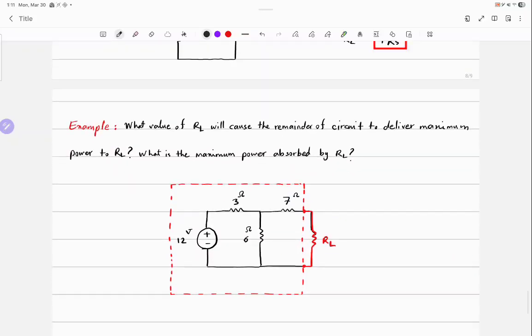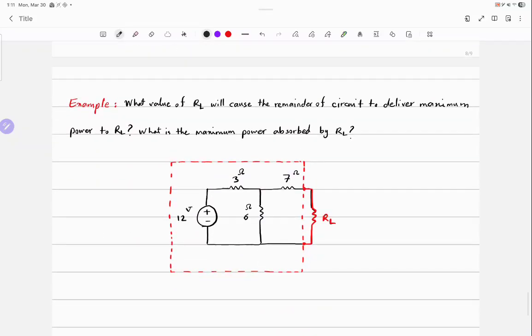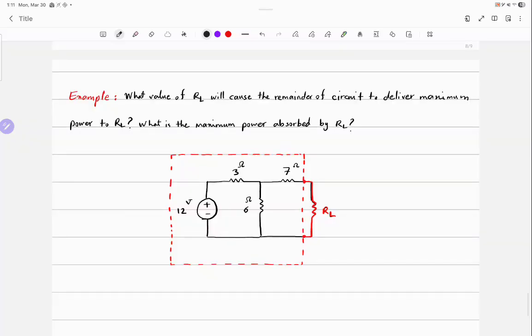Let's do an example and see how usually these problems are given to you. What value of RL will cause the remainder of the circuit, very important, remainder of the circuit, to deliver maximum power to RL? What is the maximum power absorbed by RL? Very easy question. I can just answer it in one line.